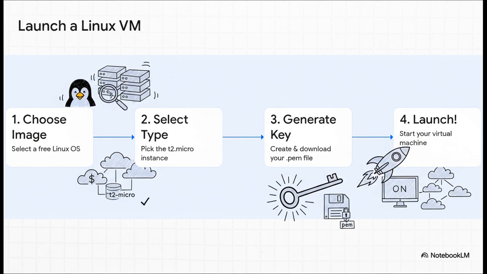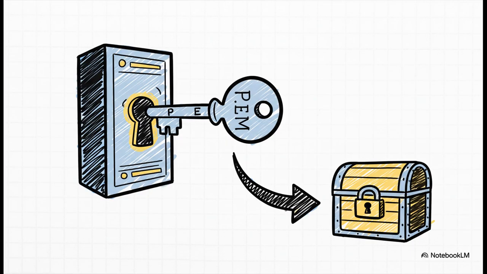Now, that key file you download, the one that ends in .pem, is incredibly important. It's not just a password. It is the only key to your virtual machine's front door. You've got to treat this thing like gold. Keep it somewhere safe, because if you lose it, you are completely locked out.